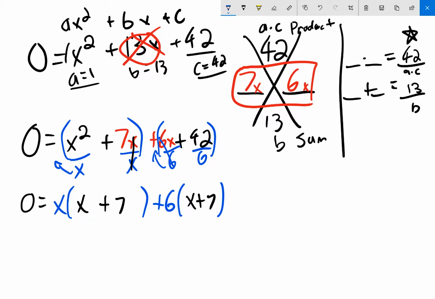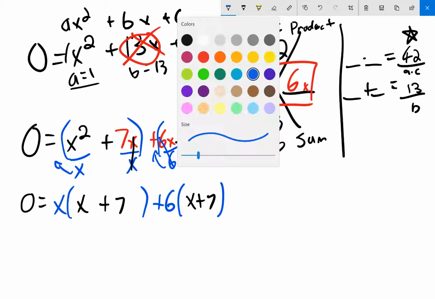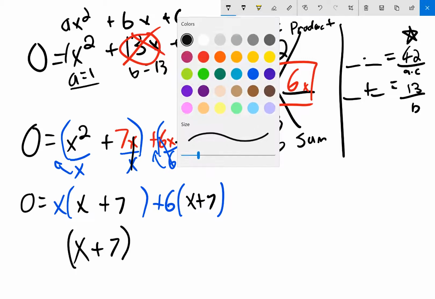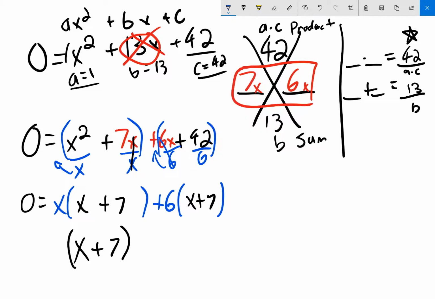And so to finish our factoring, we take that common group, and that common group becomes one of our factors. So x plus 7 is one of our factors. The other factor is what's outside of that group, which in this case is x and plus 6. So x plus 6 makes up the other binomial factor. So there you go. There you factored it. You have the factors x plus 7 and x plus 6.